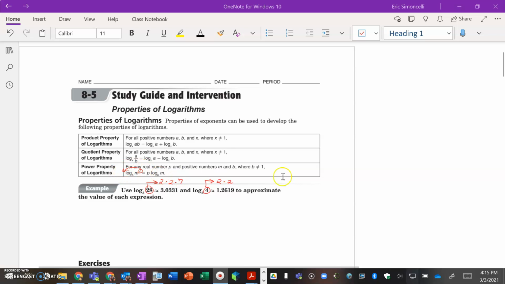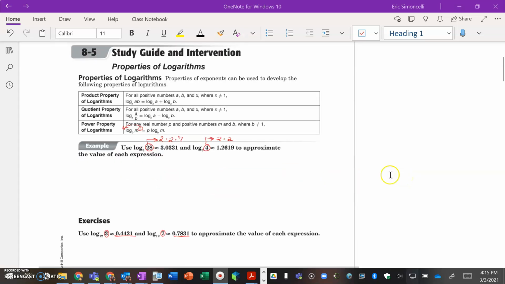All right, for example, use log base 3 of 28, which is approximately 3.0331, and log base 3 of 4, which is approximately 1.2619. One of the things to keep in mind, and I actually denoted this up above, is to rewrite 28 as a product of prime factors, technically 2 times 2 times 7. That's one interpretation of rewriting 28, as is rewriting 4 as its prime factors, 2 times 2.